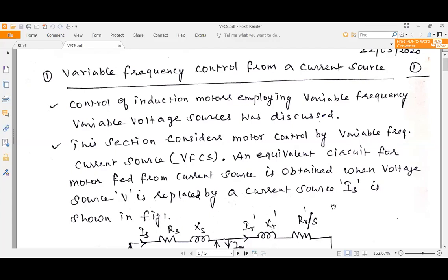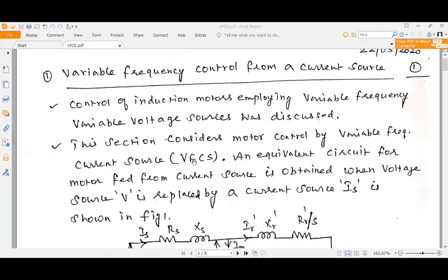We know the equivalent circuit of an induction motor, and an equivalent circuit for a motor fed from a current source. Earlier we had the equivalent circuit where the input voltage was provided. Here it is a current source, not a voltage source. Earlier it was a variable frequency voltage source, VFVS.